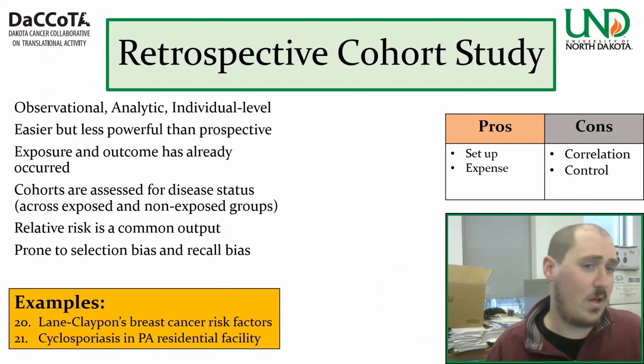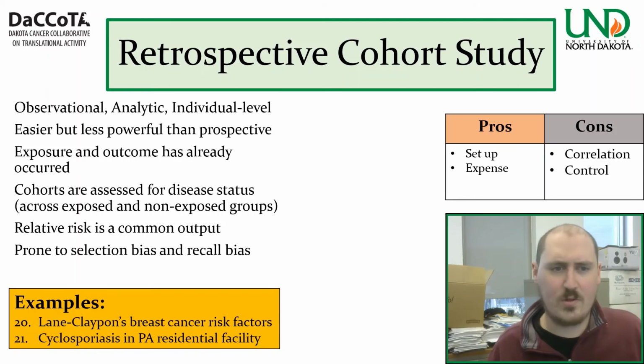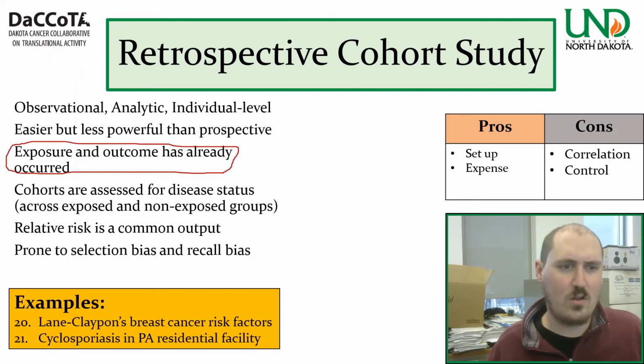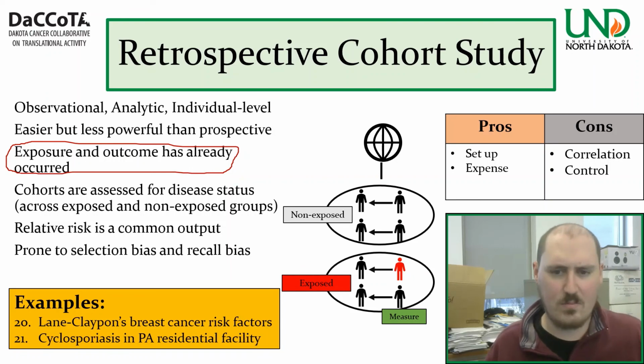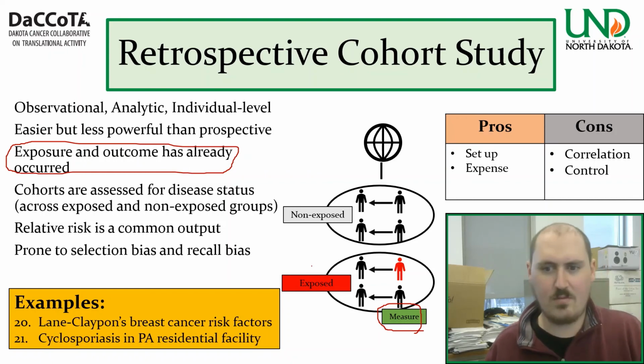On the backside of that is the retrospective cohort study. Again, it's going to be very similar, but exposure and outcome have already occurred. So you're not looking over time, you're looking back in time. It's a lot easier but less powerful than prospective. You really are making just one measure at this time, but then looking back and seeing their exposure status, non-exposure status. A common output of this is relative risk: if you were exposed to, say, working in a factory, what's your risk of having this outcome?